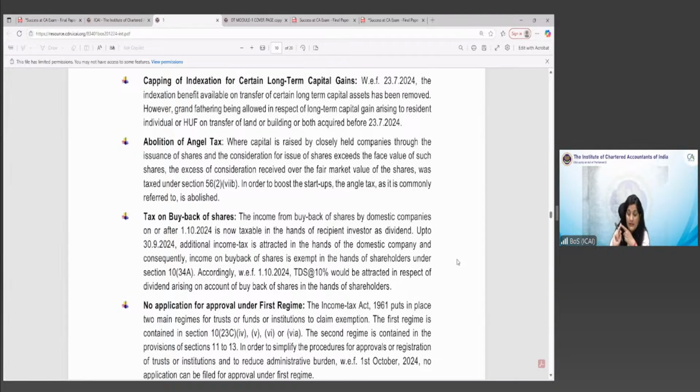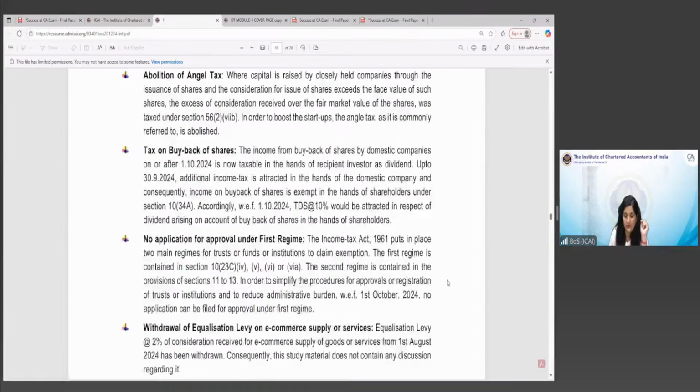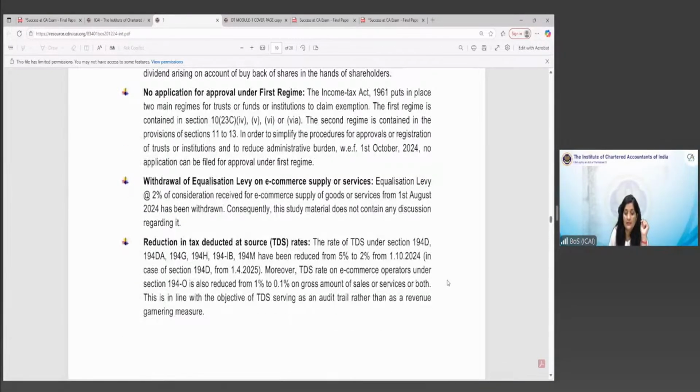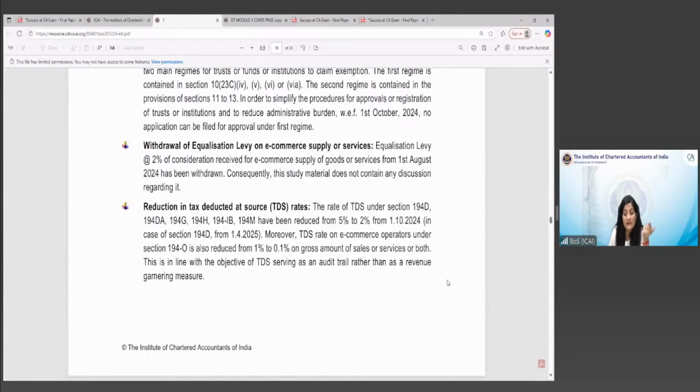Again, they are talking about 1st October, the mid of the year. Then if you look at the TDS rates, they have reduced certain rates from 5% to 2% in sections 194D, 194DA, 194G, 194H, 194IB and 194M. These rates are also effective from 1st October 2024. So please remember these dates.